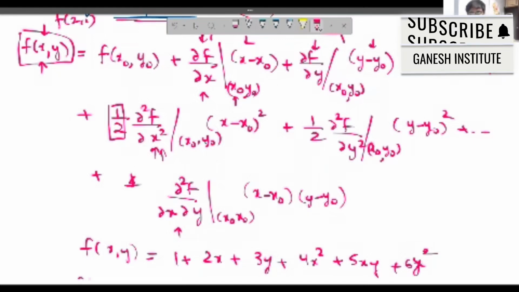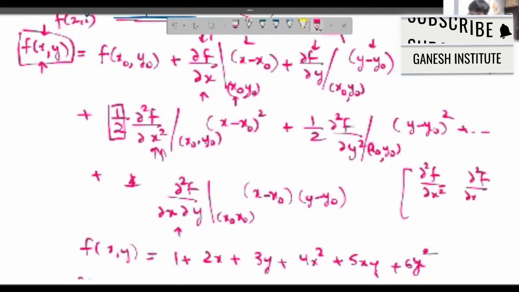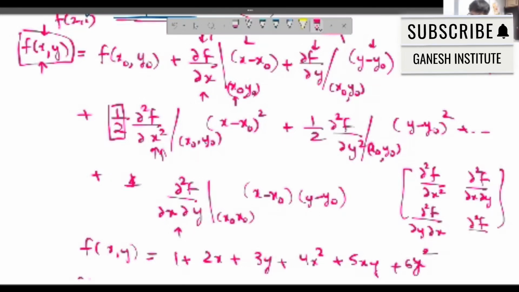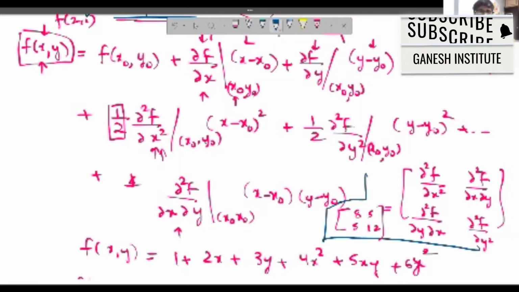Okay. So now I have. So let me look at the matrix. Your Hessian. f x x equals 8, f y y equals 12, f x y, f y x equals 5. Ma'am, we are going to find at 0 comma 0. Yes.